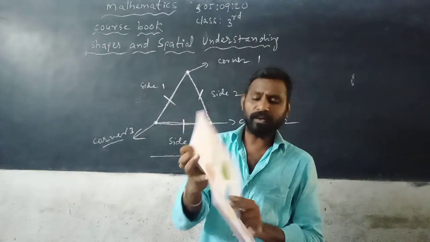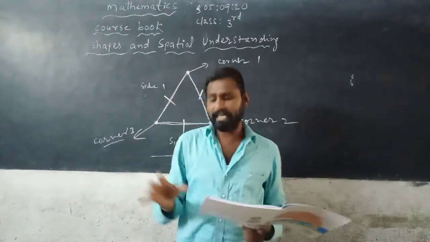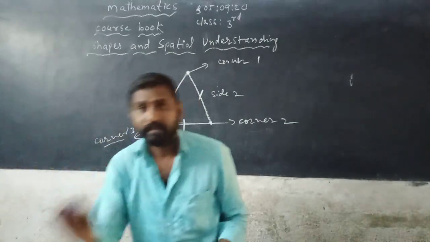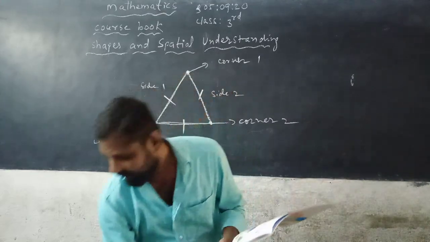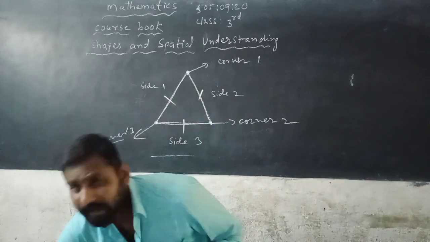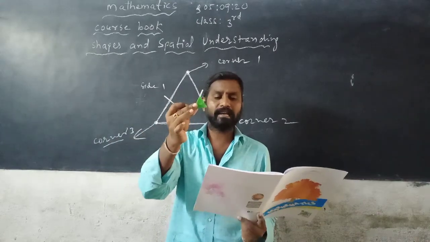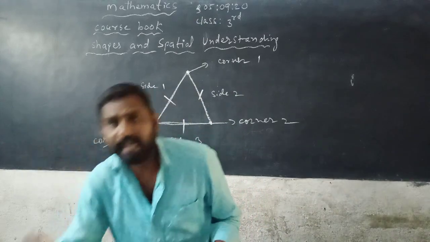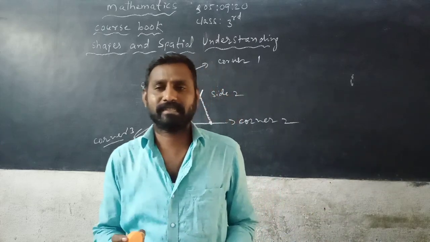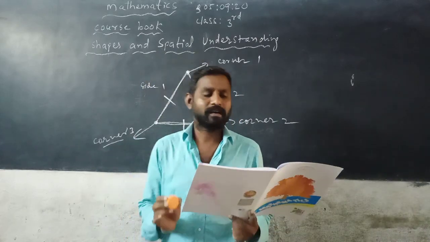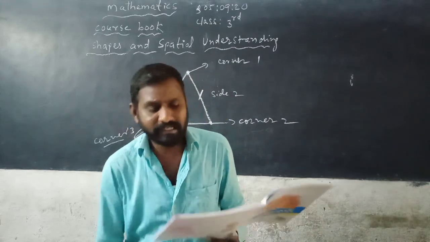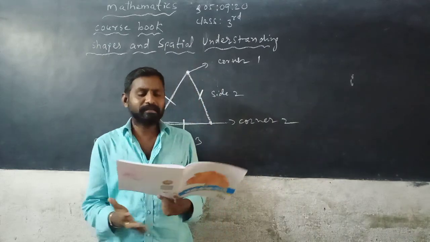Did you understand? So, the basic shapes such as square, rectangle, triangle, this is the triangle, and circle are called plane figures. Plane figures are 2-dimensional shapes. These are all 2-dimensional shapes. See here, page number 5.